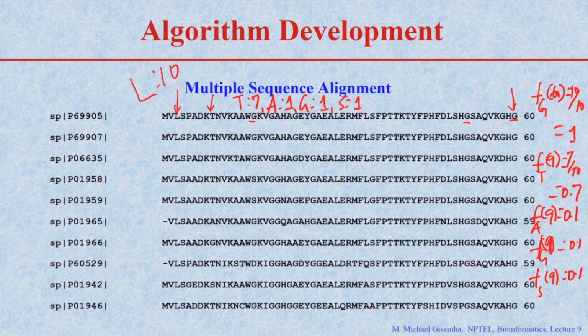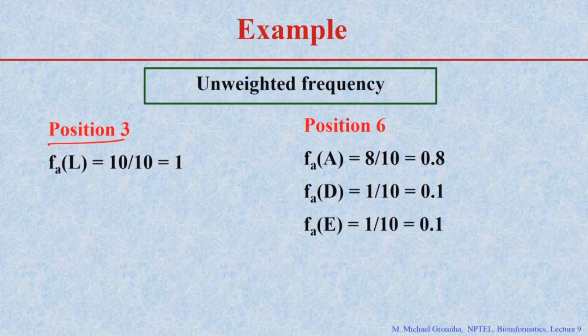If you take position number 6, alanine occurs 8 times, D 1 time, and E 1 time. So, now we get the frequency: f of A equals 0.8, f of D equals 0.1, and f of E equals 0.1. Position number 3 is occupied only by leucine, so the frequency is 10 by 10, which is equal to 1.